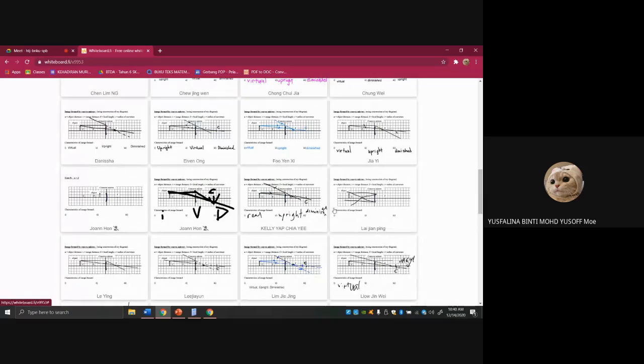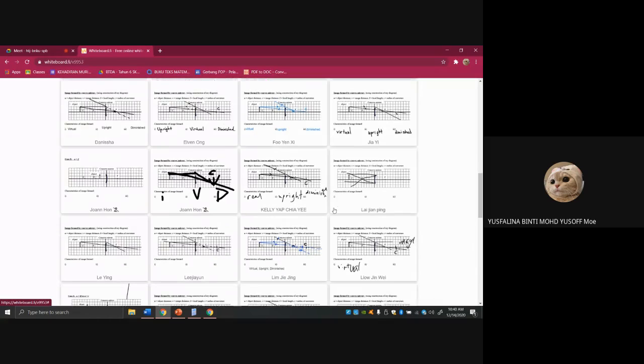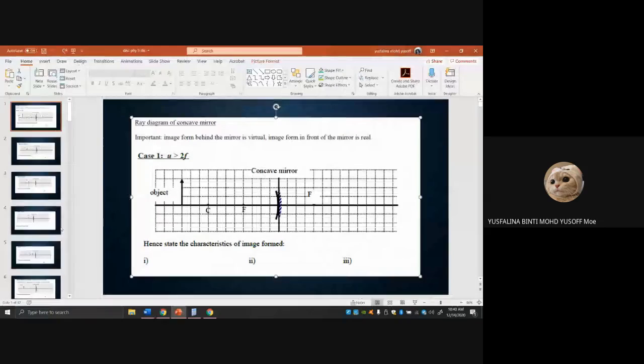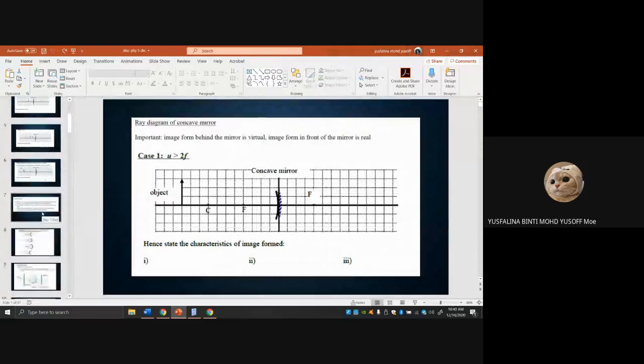Okay, so remember mirror must use reflection. So whatever you draw, you have to show the light being reflected. For lens, you have to show there be refraction. So whatever you draw, you have to show the refraction ray. Okay. Right. So let's see the question. So we already learned how to draw this one.